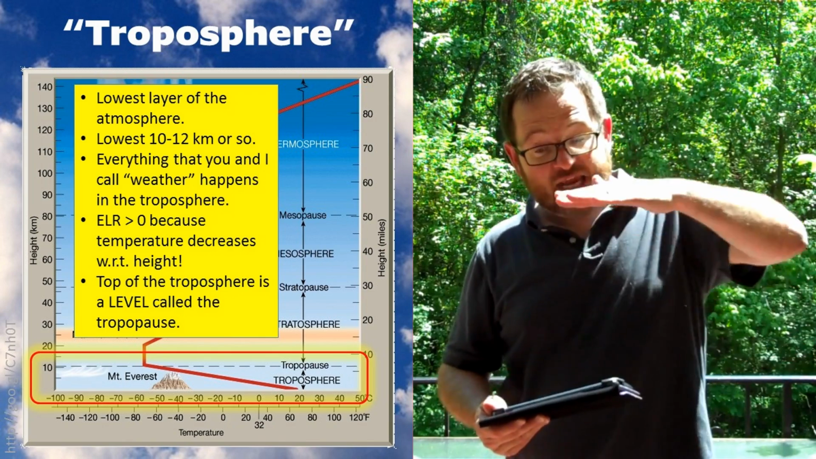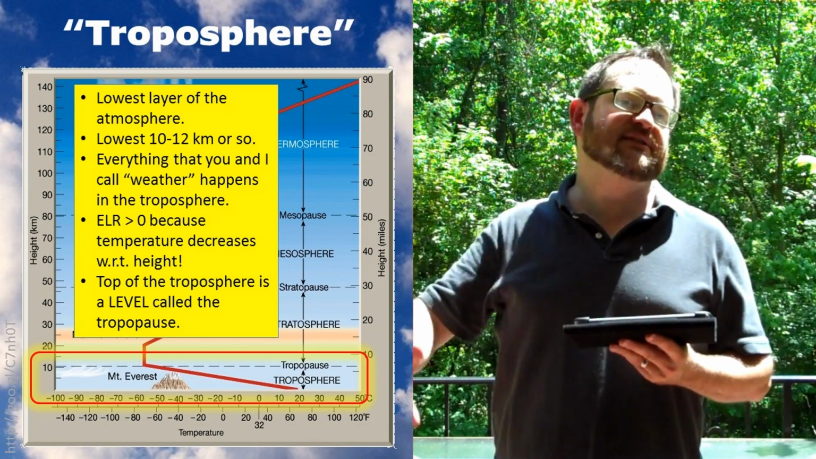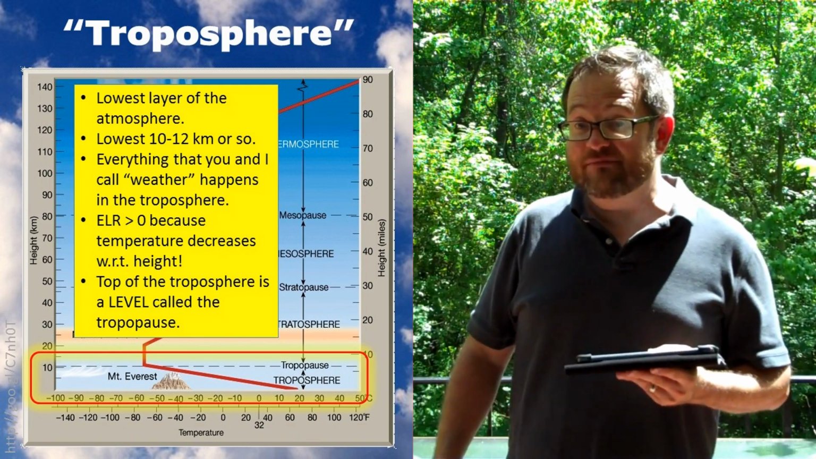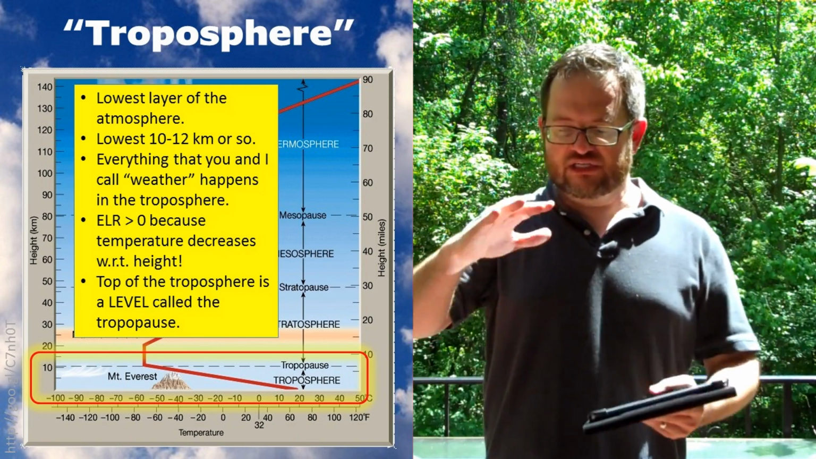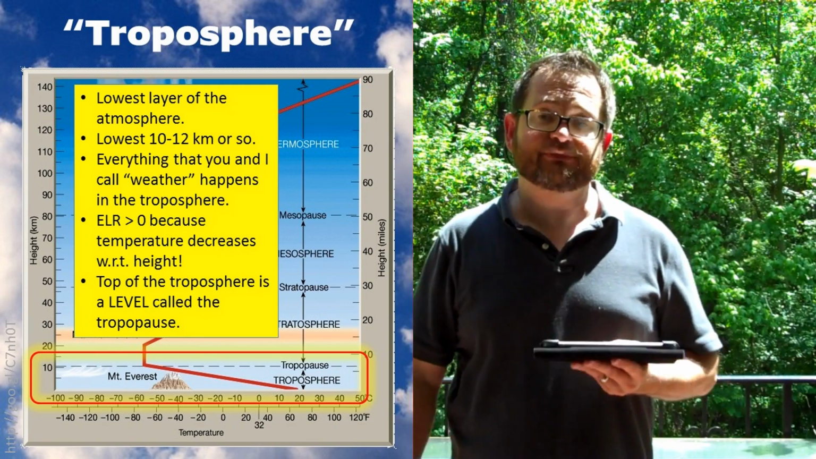The troposphere is a layer. It has a bottom, namely the surface, and a top at about 10 or 11, 12 kilometers. And that top is a level of the atmosphere called the tropopause. The top of the troposphere is the tropopause. You'll see that that's a pattern.